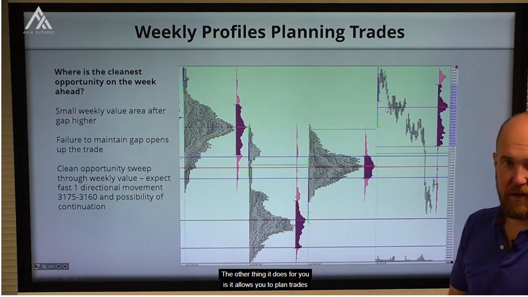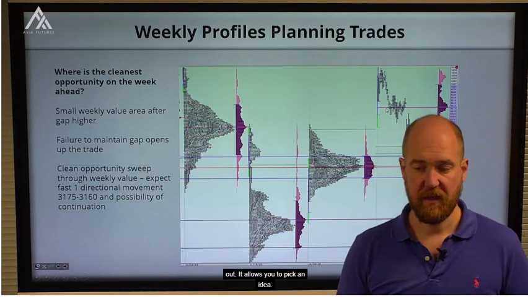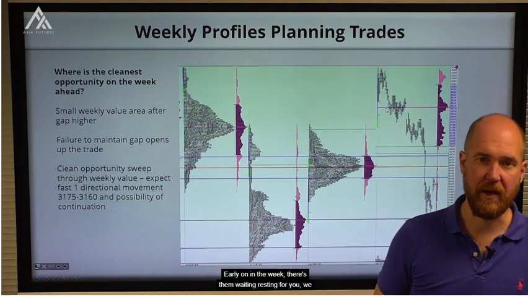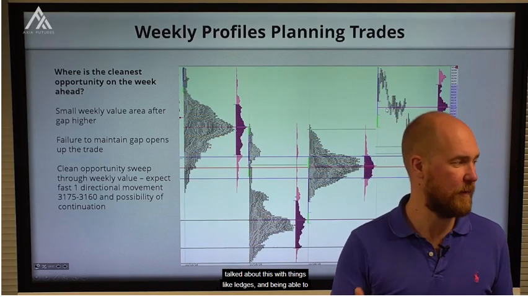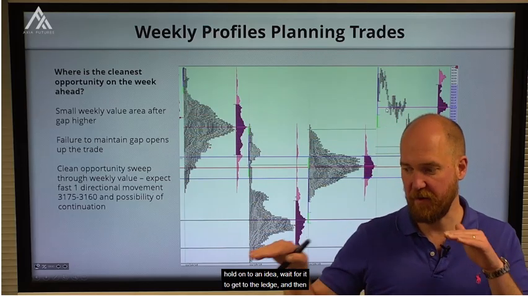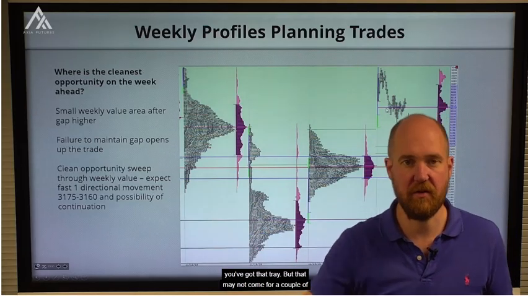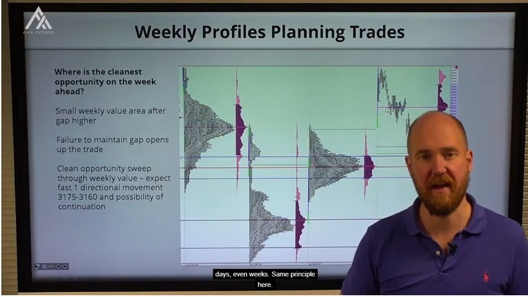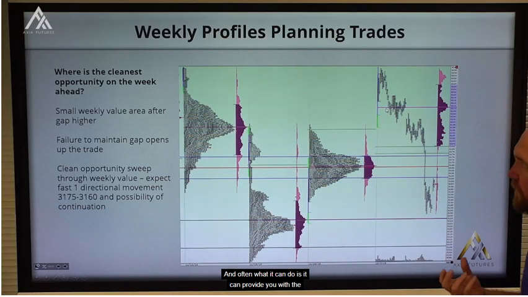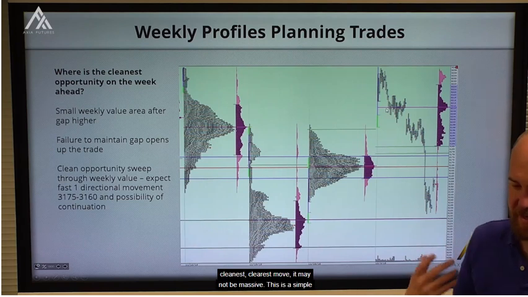The other thing it does for you is it allows you to plan trades out. It allows you to pick an idea early on in the week that's then waiting and resting for you. We talked about this with things like ledges and being able to hold on to an idea, wait for it to get to the ledge, and then you've got that trade. But that may not come for a couple of days, even weeks. Same principle here. And often what it can do is it can provide you with the cleanest, clearest move.